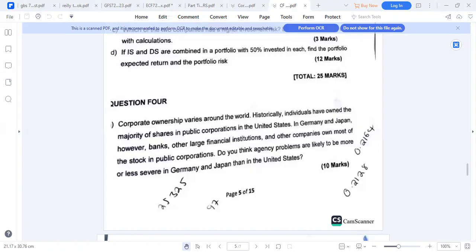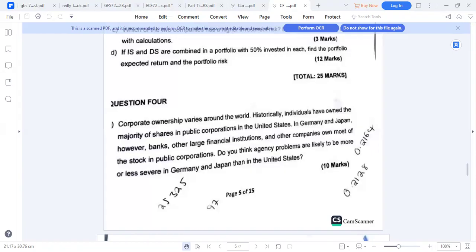where the concentrated ownership can also lead to what we call entrenchment of management, or it may also lead to what we call controlling of shareholders. So this may potentially affect corporate strategy.